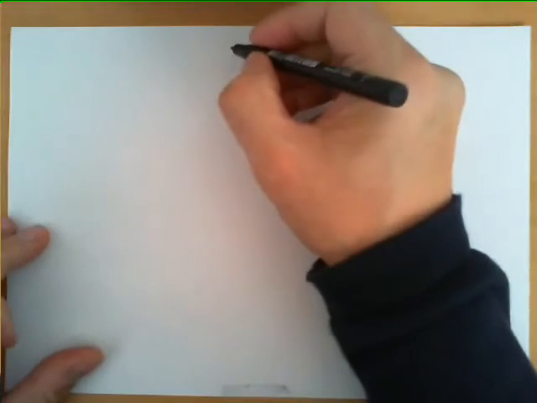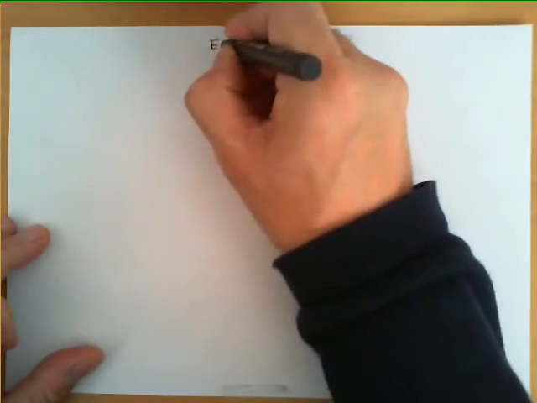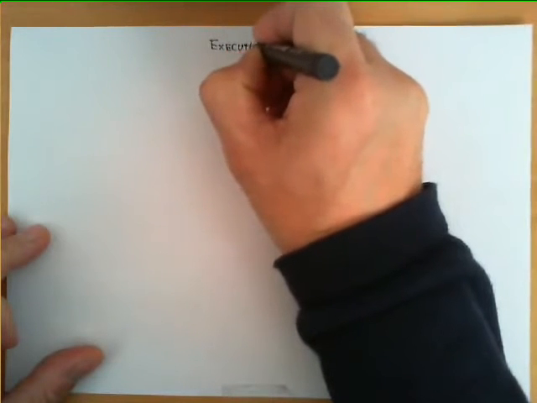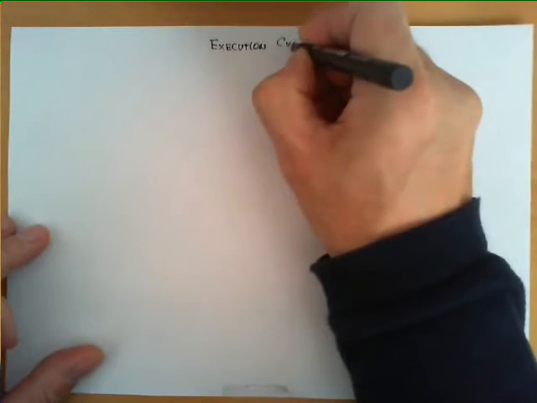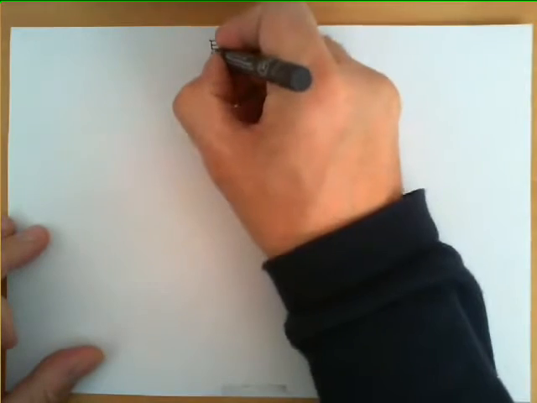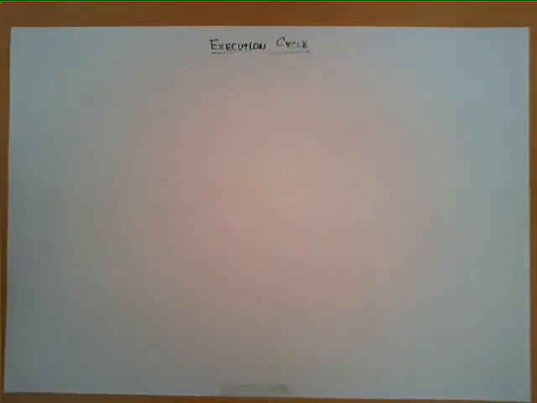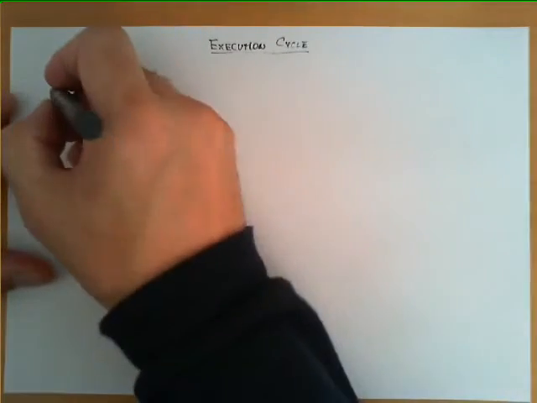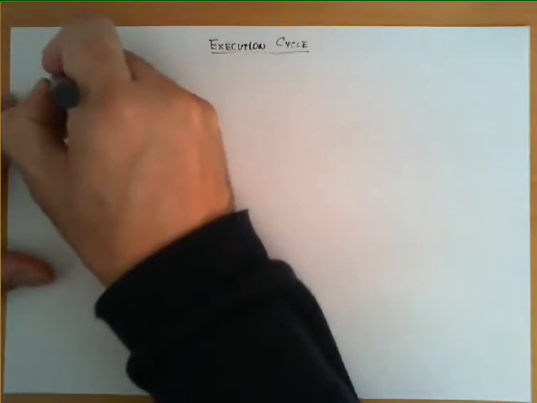In this video, we're going to explain the structure of what is known as the execution cycle in the AVR architecture. In other words, the steps that occur when an instruction is executed.